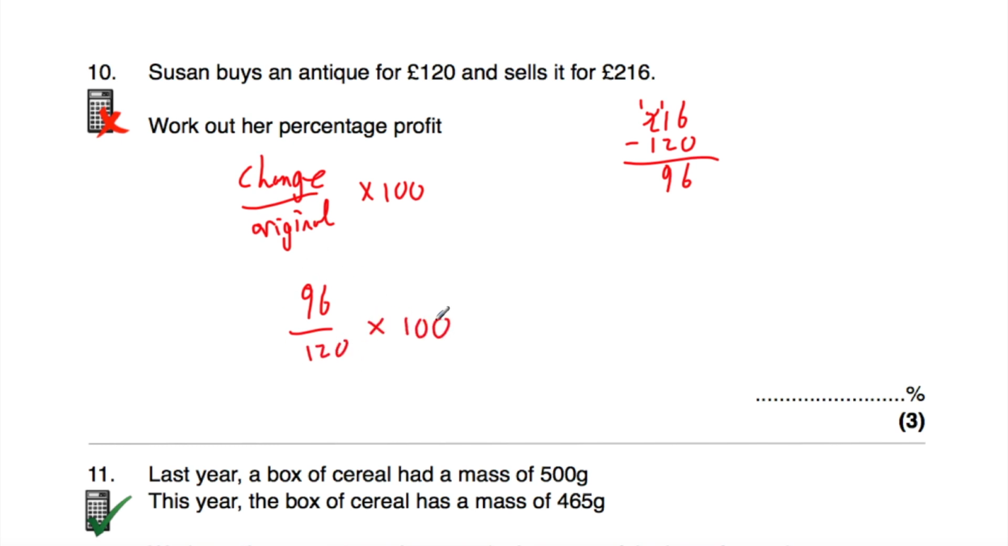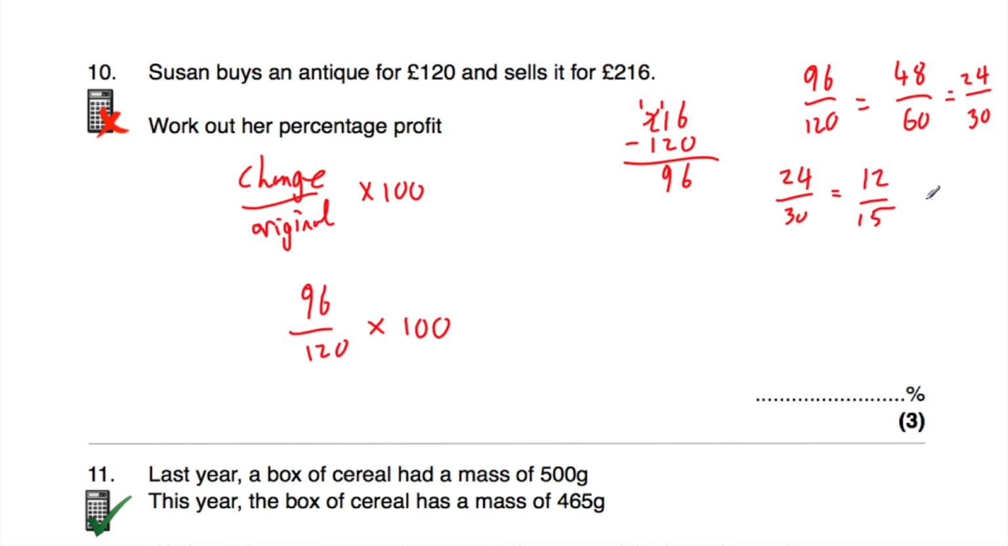Now, to help us work this out, it's a non-calculator question, so I'm going to cancel down the fraction. So I've got 96 over 120. They're both even, so if I halve both of those numbers, half of 96 is 48, and half of 120 is 60. We can halve again, half of 48 is 24, and half of 60 is 30. I'm going to divide by 2 again, so half of 24 is 12, and half of 30 is 15.